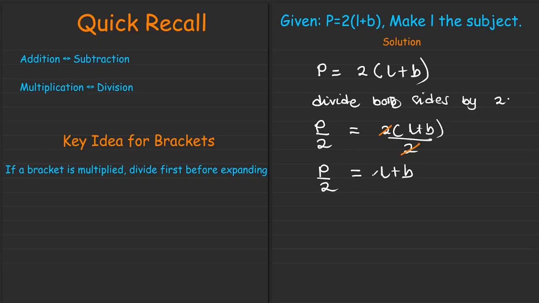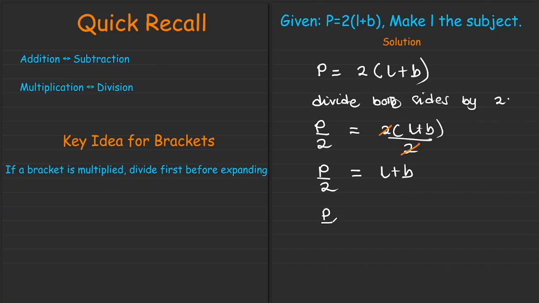Now we want to make L the subject. That is to make L stand on its own. The obstacle we have here is a positive B. The inverse operation of positive is negative, and to apply the inverse, we do that to both sides, that is both the left-hand side and the right-hand side.